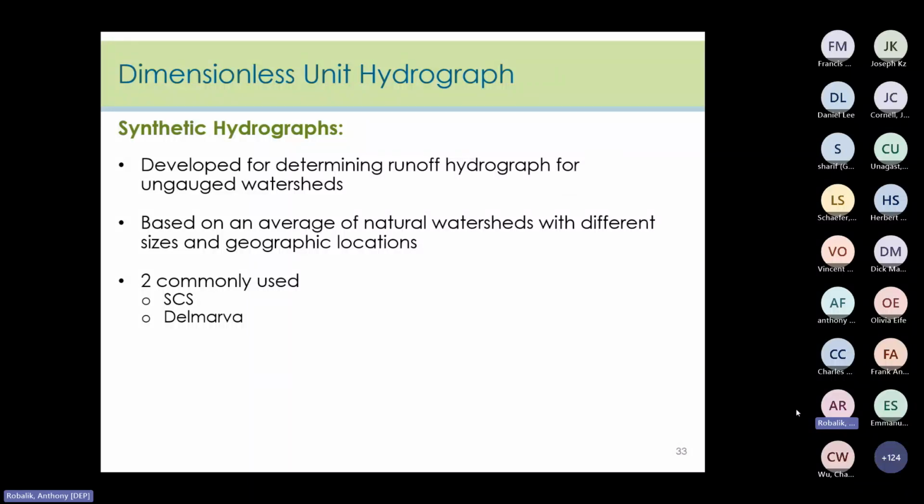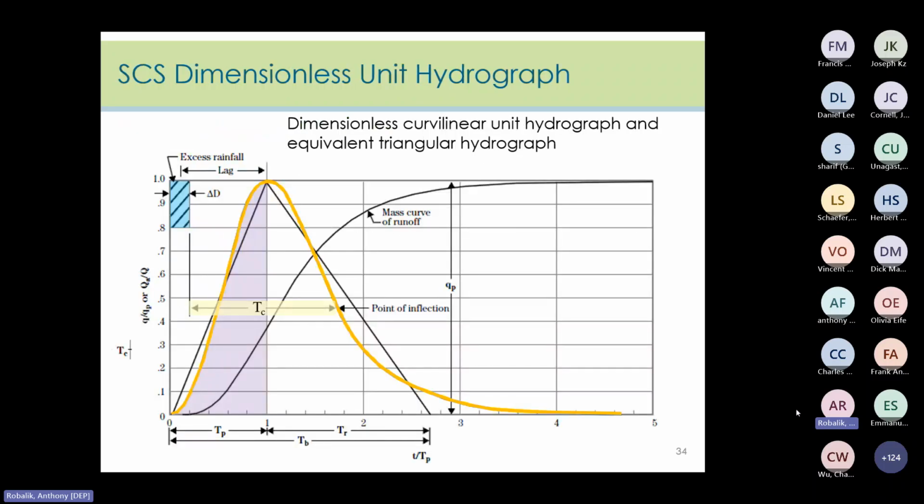In general, we use 2 synthetic hydrographs, which are the Soil Conservation Service, or SCS, dimensionless unit hydrograph, and the Delmarva dimensionless unit hydrograph. Most software packages have settings that allow selection of either of these 2. First, let's talk about the SCS, which is based on an average of natural watersheds within various sizes and geographic locations, and that allows us to predict how an unmetered watershed will react to rainfall. It's important to note that within the state of New Jersey, the SCS unit hydrograph is used outside the coastal plain, except in rare circumstances.